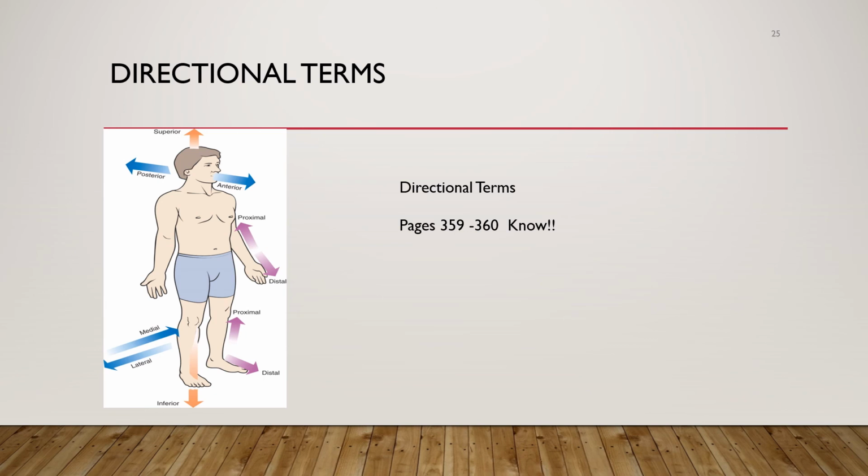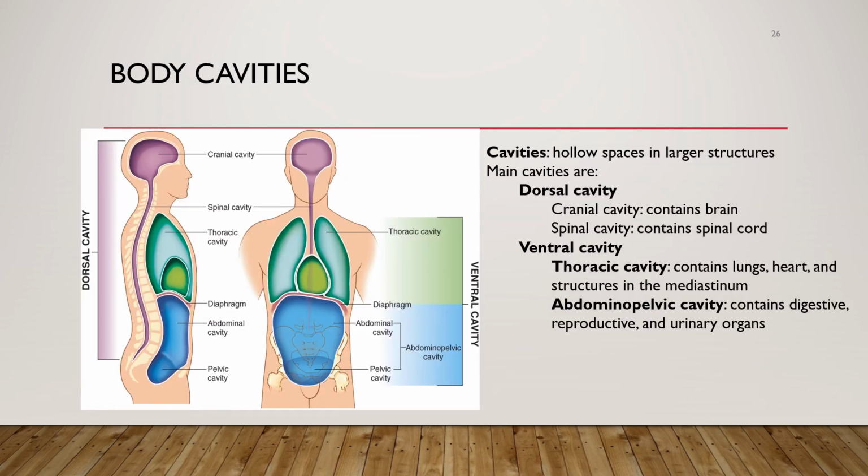Starting on page 359 and on to page 360 is just some directional terms that you definitely need to begin to use within part of your speaking. So it's not just left and right, superior, inferior, anterior, lateral, etc., superficial, deep. All of those terms you definitely need to know. Body cavities is another distinction that you need to be familiar with. So you need to know the dorsal cavity and the ventral cavity. This picture is on page 362, but the definitions are on page 360.